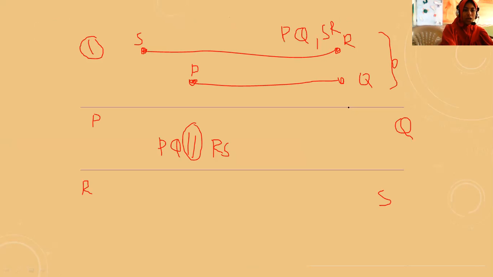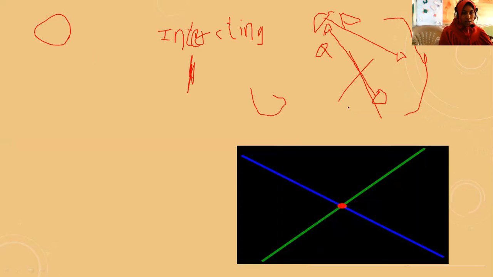Let's revise the concept of parallel lines. Parallel lines are lines which are parallel, or equal in length. In the same way, lines which cut each other, intersecting at a particular point, are called intersecting lines.